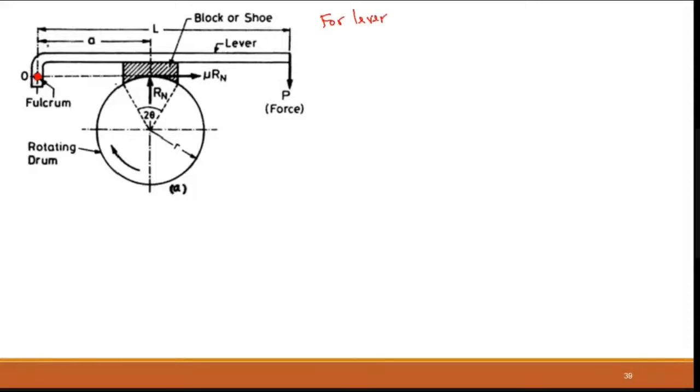We are not concentrating on the drum. We are concentrating only on the lever, right? So you can see that there is no offset distance between this fulcrum and your friction force. Based on that, we are going to consider here. We know that we will take moment at this point O.